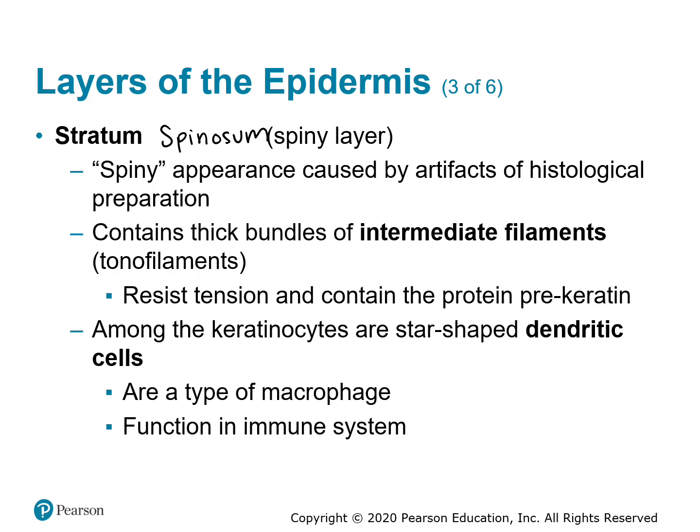Stratum spinosum contains some thick bundles of intermediate filaments. Remember, intermediate filaments are part of your cytoskeleton, and they resist tension and contain the pre-keratin. It's not quite keratin, but the step before it. They also have those dendritic cells that, again, help to kind of get rid of any excess debris.